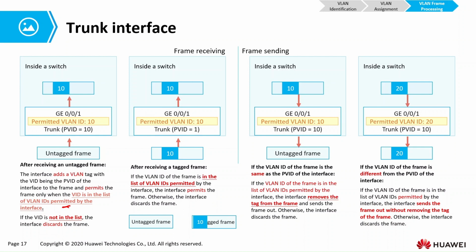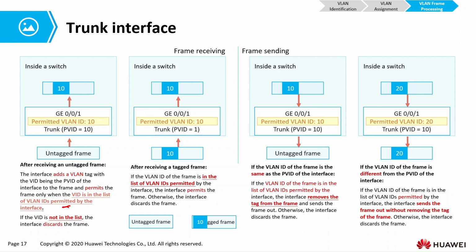So if I receive an untagged frame, what will happen? I will check whether it is allowed to pass or not. If it is not allowed to pass, I will remove it. That's all. If I receive a tagged frame, I also check whether it is permitted or not.